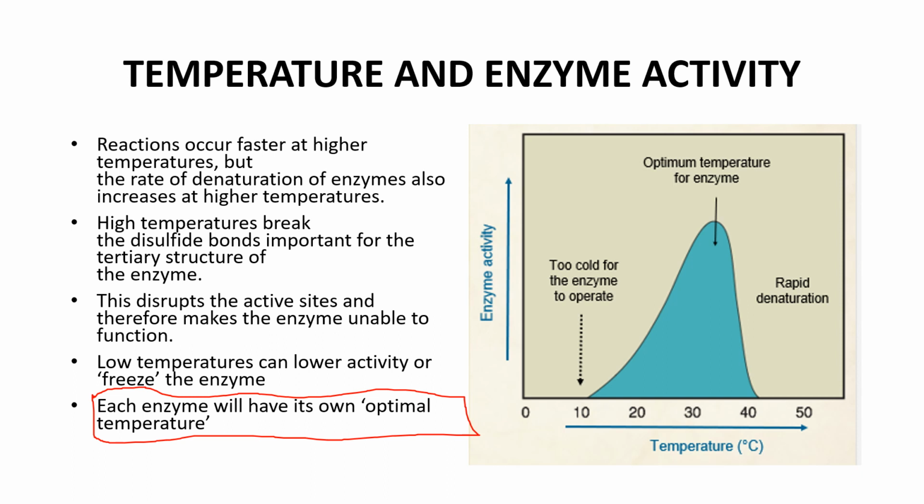So if it's an enzyme in us, for instance, normally the optimal temperature is going to be about 36, 37, 38 degrees because that's our body temperature. But if it was an enzyme that was working in a different organism, such as a reptile or something like that, the optimal temperature might be lower because the body temperature of the reptile is lower.